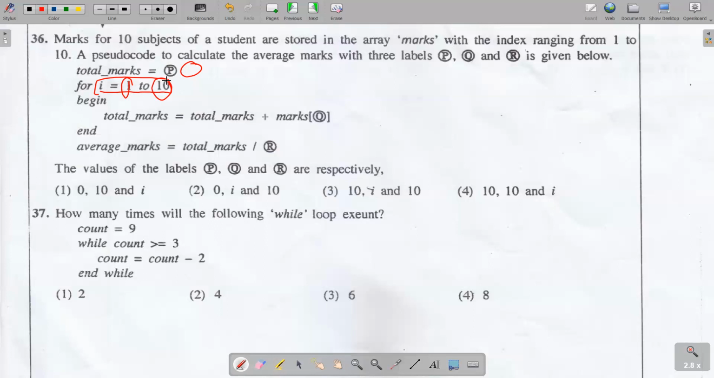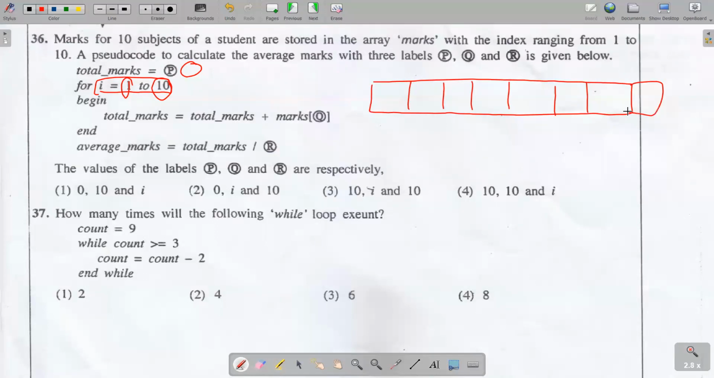So it says begin, total marks equals total marks plus mark Q. Mark Q means, if it is an array, they say it's an element with 10 subjects. So how many? 3, 6, 7, 8, 9, 10. So our array is going to be something like this.